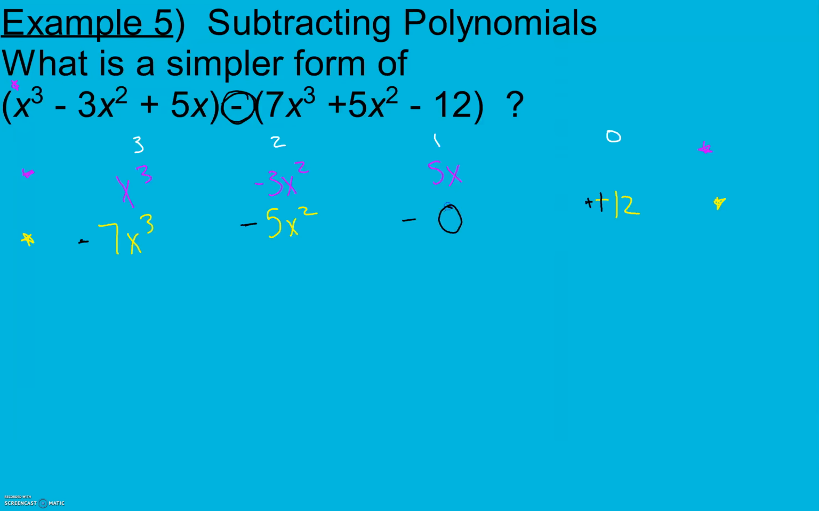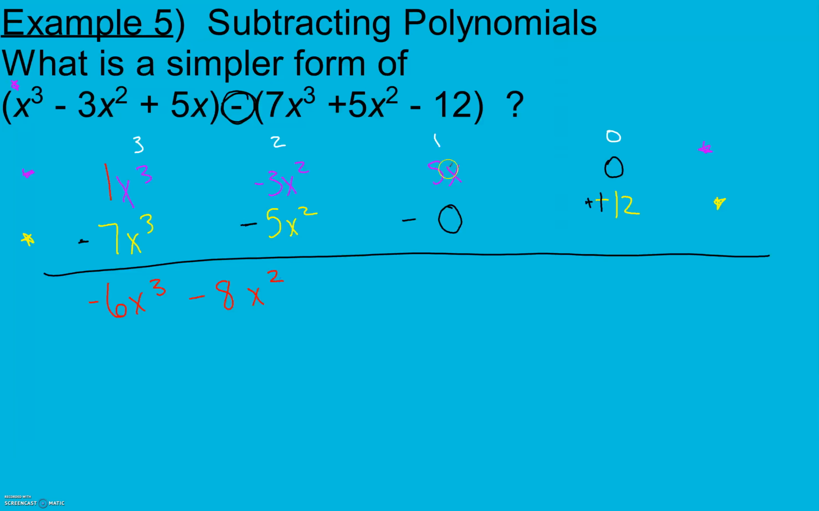And here we can put a 0 if you want. You don't need to. Same thing here. I can put a 0 if we want. You don't have to have those, but if that's easier for you to see what we're doing here, then go for it. So here I'm going to have 1 minus 7, which is negative 6, and then I keep my variable. Negative 3 minus 5 gives me negative 8. Keep my variable part. 5x minus 0 is still 5x. And 0 minus a negative 12, or plus 12, gives me a positive 12.